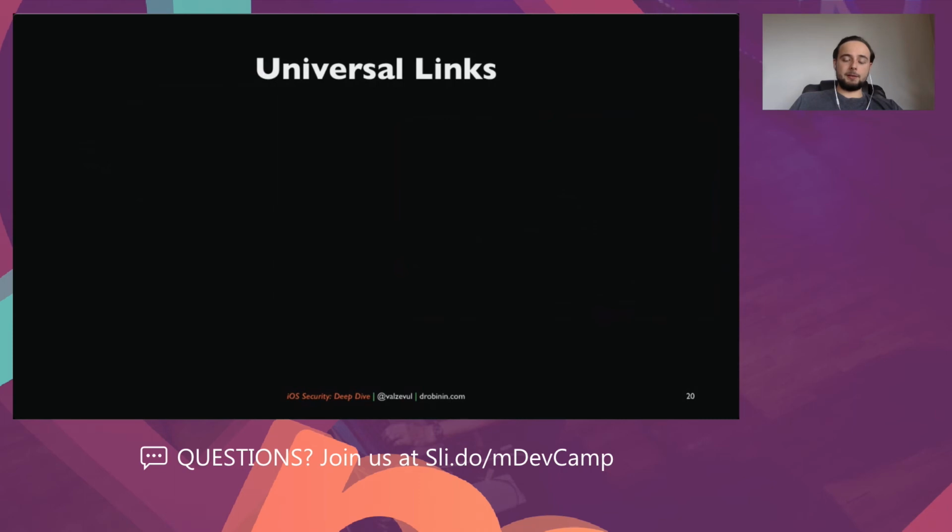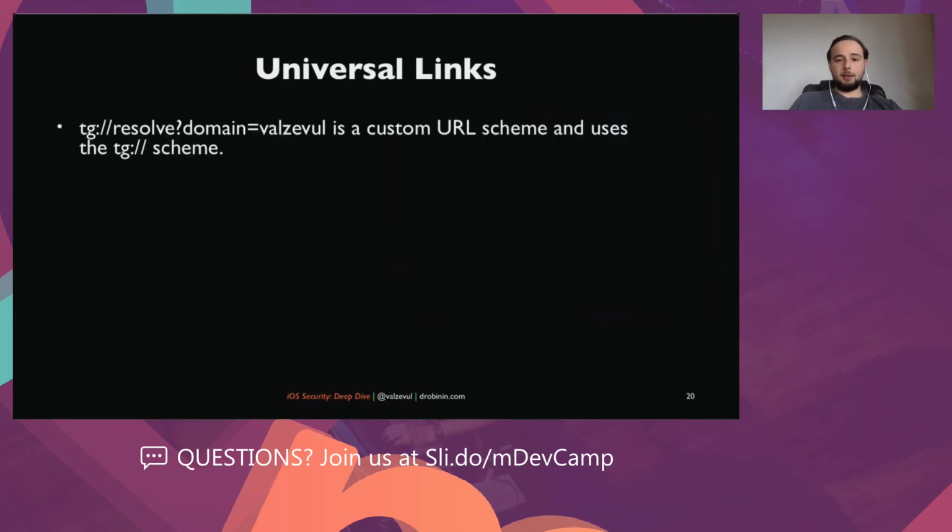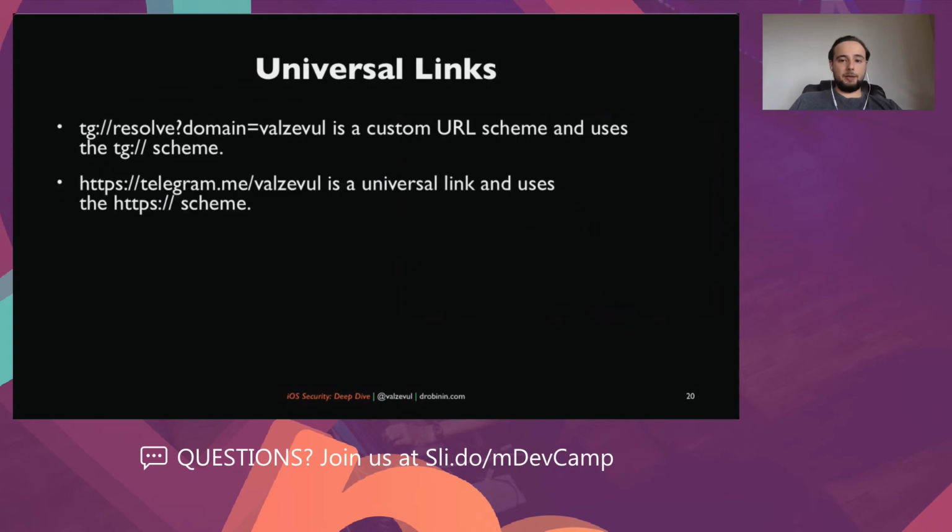So universal links are very common. They are different from the custom URL schemes in the sense that a universal link looks like a normal HTTPS scheme link, and the custom URL schemes look like something colon slash, which is the scheme registered by them, as in my example with Telegram.